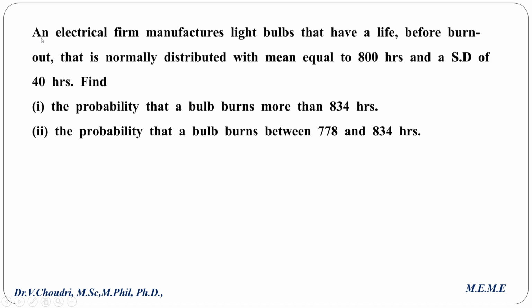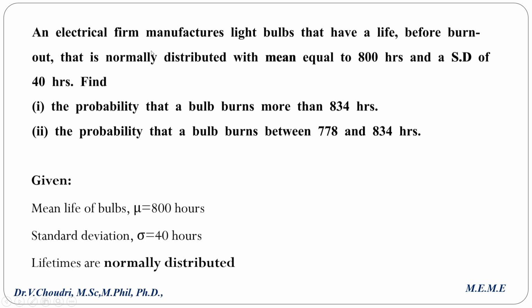See the question: an electrical firm manufactures light bulbs that have a life before burnout that is normally distributed with a mean equal to 800 hours and a standard deviation of 40 hours. Find the probability that a bulb burns more than 834 hours, and the probability that a bulb burns between 778 and 834 hours. What is given here? Which one is the random variable? Let us see later. Now, the mean life of bulbs.